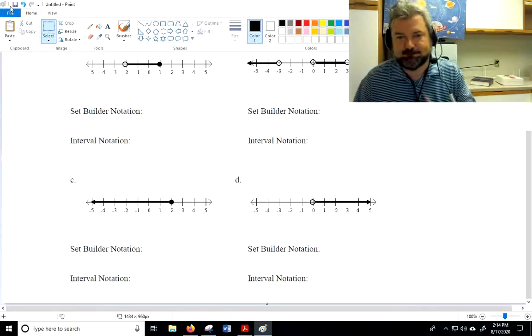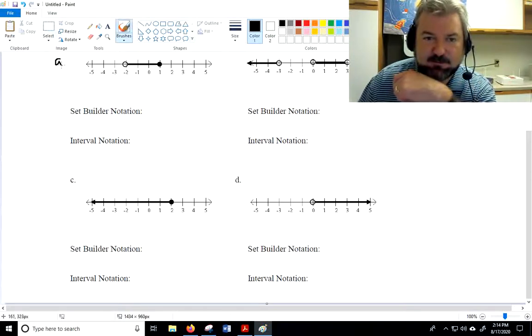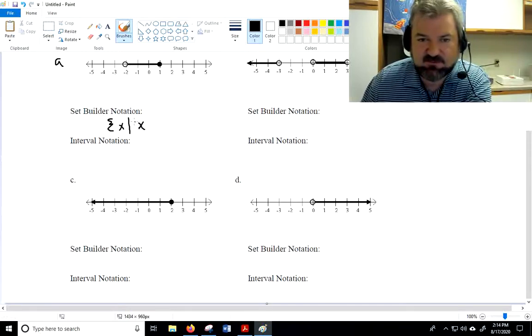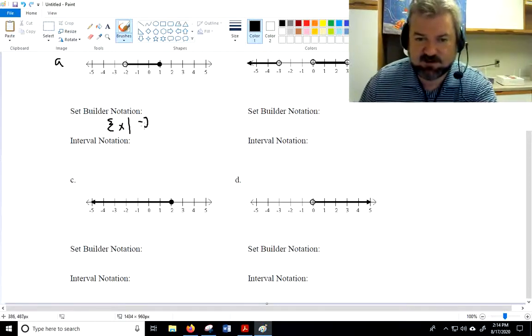All right, let's see how you did. All right, this was letter A. I kind of lost my letter there. Okay, in set builder notation, you should have that we're looking for the set of x's such that x is greater than -2 and less than or equal to 1, which in interval notation looks like this. -2 with a parenthesis, 1 with a square bracket.